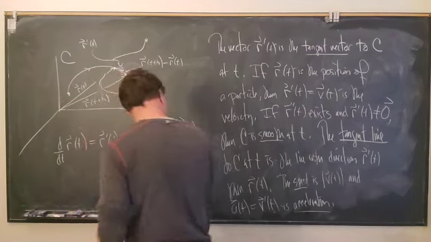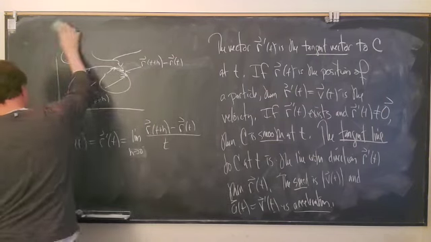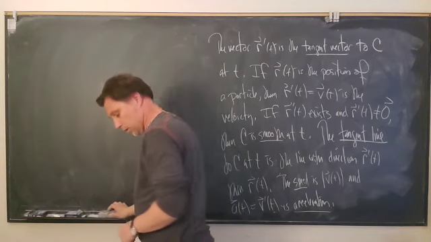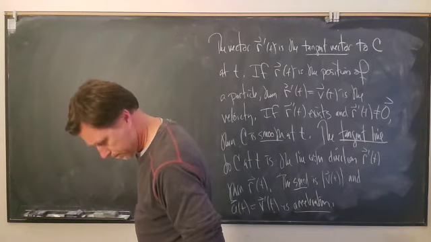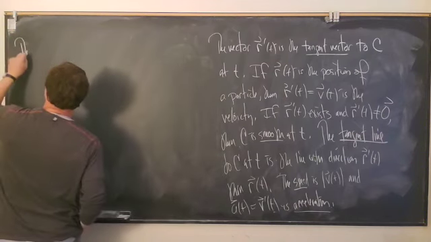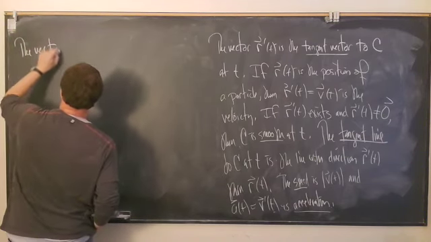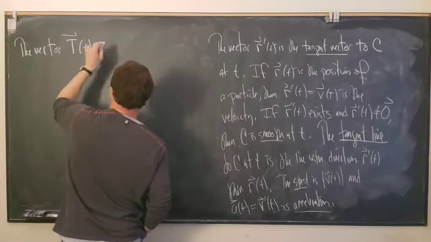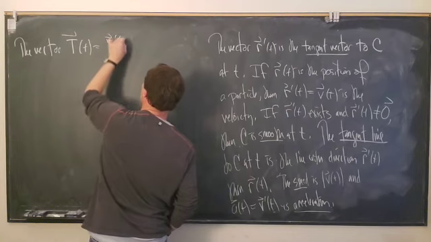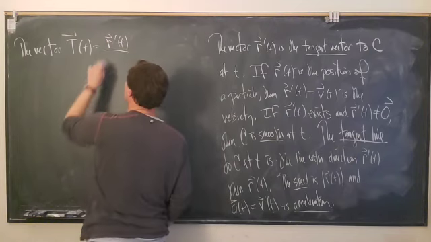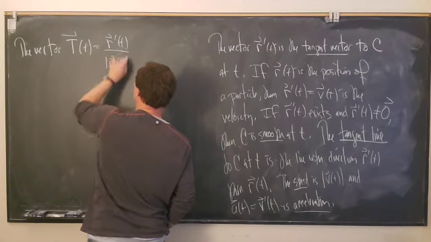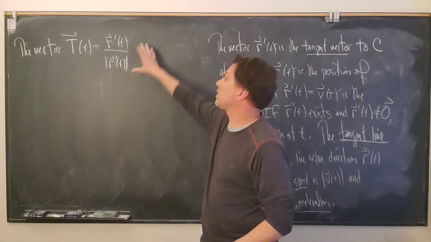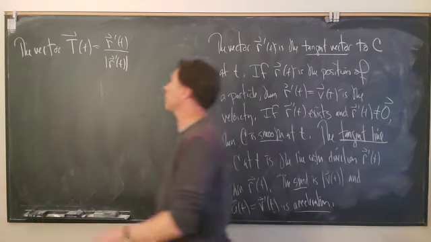Oh, yeah, one more piece of terminology. The vector which we write as capital T of t, is r prime divided by the length of r prime. What does this do? It gives us a unit vector. This is called the unit tangent vector.